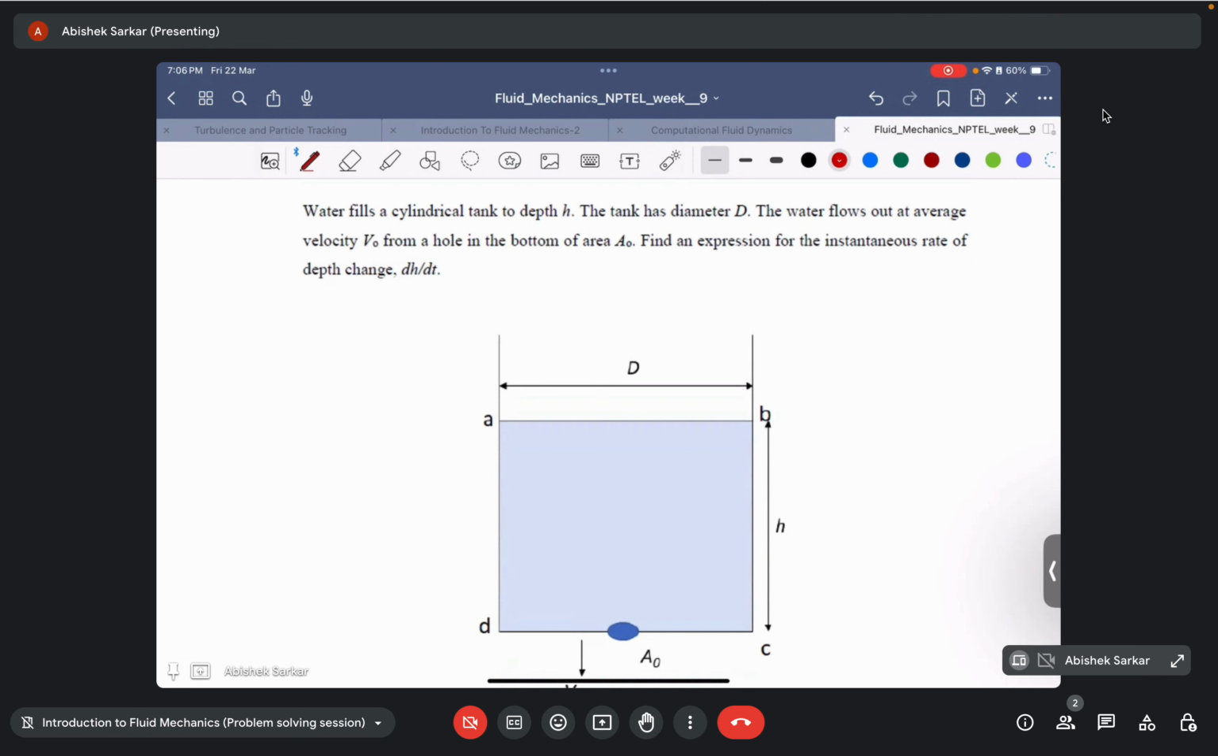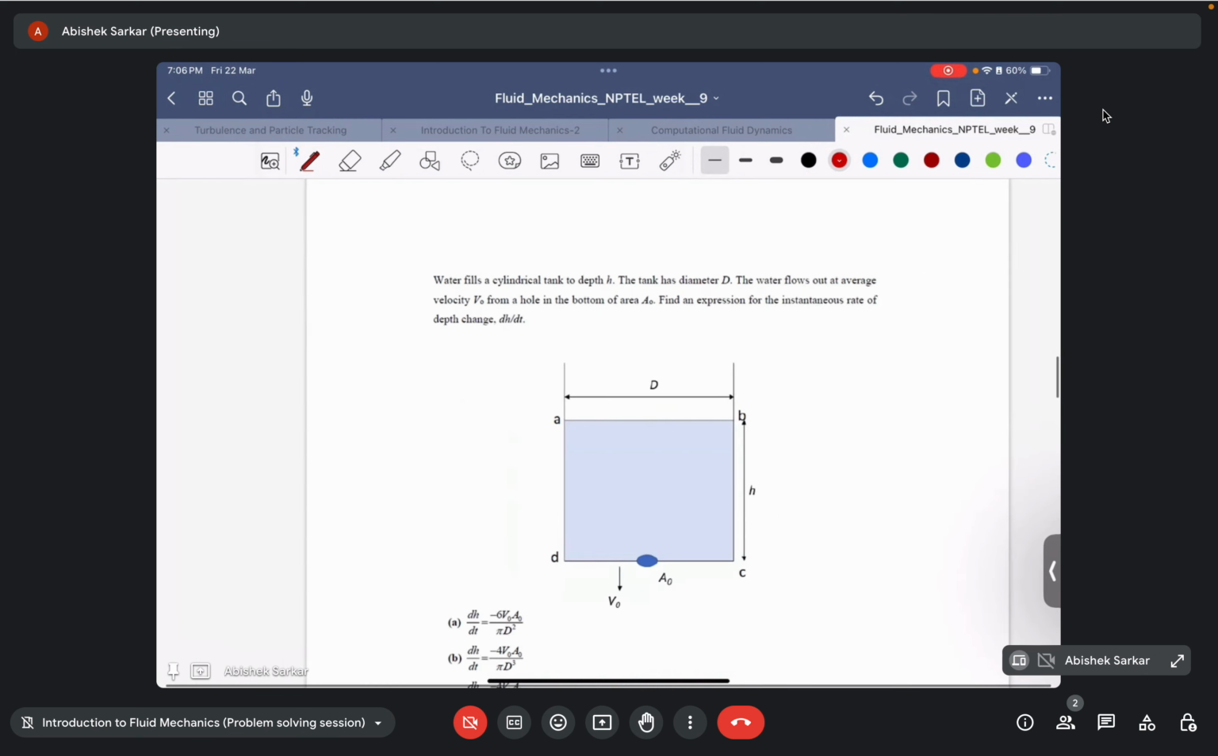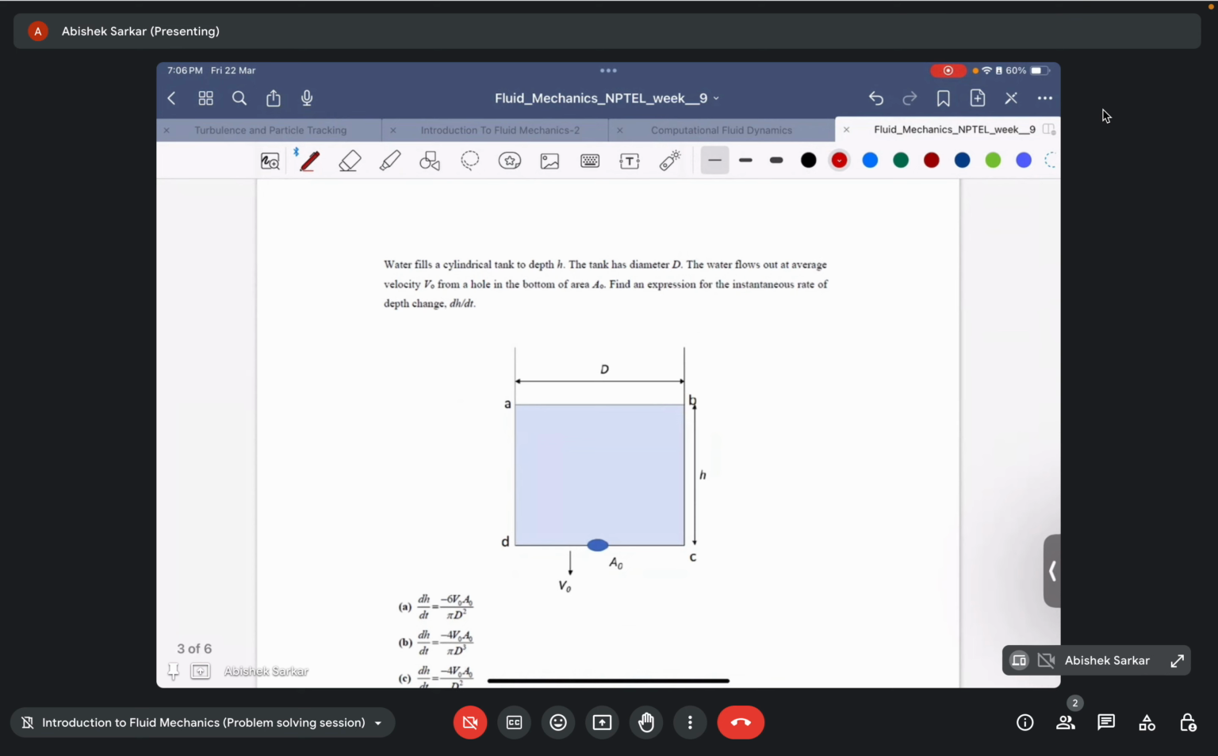Water fills a cylindrical tank to a depth of h. Let me zoom out a bit. The diameter of the tank is D. The water flows out at an average velocity of V naught from the hole at the bottom of area A naught. Find the expression for the instantaneous rate of change of depth dh by dt.